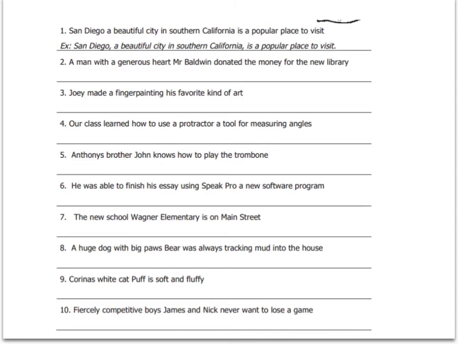The trick is to look for the verb in the sentence. So we have "is," and we know that "is a popular place to visit" is going to be the predicate. Then what is the subject of the sentence? What is a popular place to visit? San Diego. So San Diego is the subject. "Is a popular place to visit" is the predicate. That's your main sentence. Then "a beautiful city in Southern California" is the appositive, giving more information about San Diego.